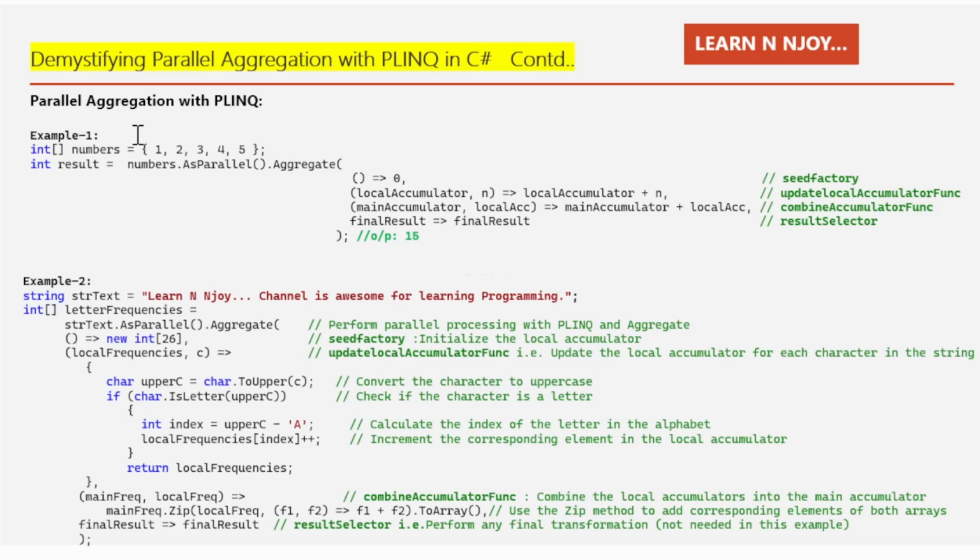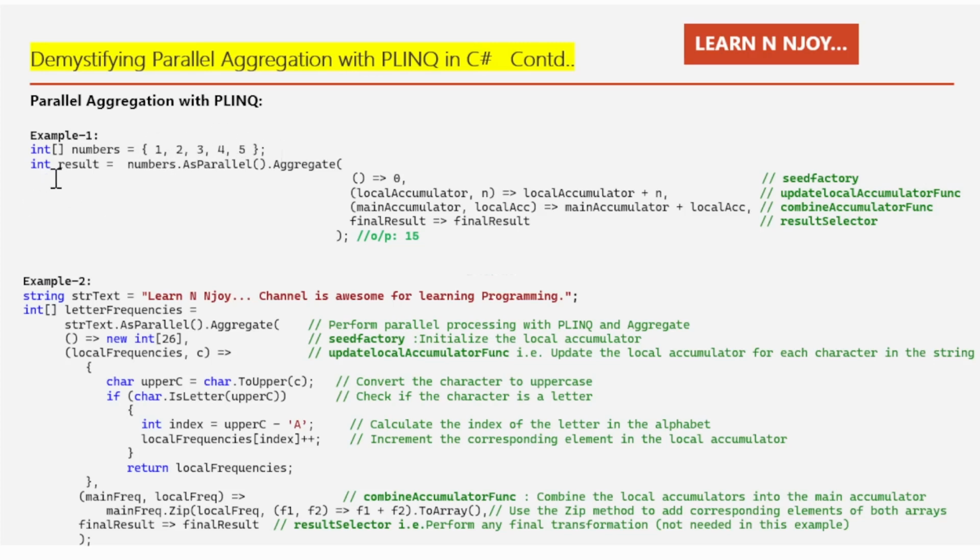Example number 1. So here I'm trying to show you how to perform parallel aggregation with an array of numbers, showcasing seed factory, update local accumulator function, combined accumulator function, and result selector. So if you see this first line of the statement, what I have written, int array numbers is equal to 1 2 3 4 5. So this line initializes an integer array named numbers with 5 elements, starting with 1 and ending with 5. 1 2 3 4 5.